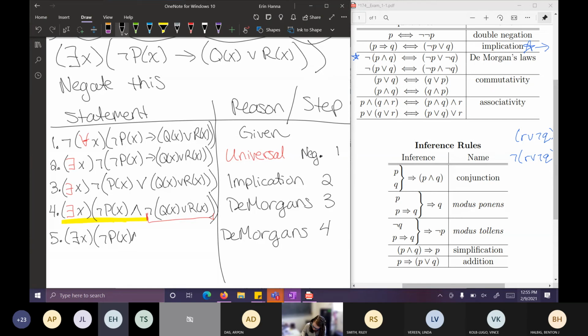So that front bit is not going to be affected. And the back bit, De Morgan's essentially says to bring the negation inside to both terms and to switch the sign.